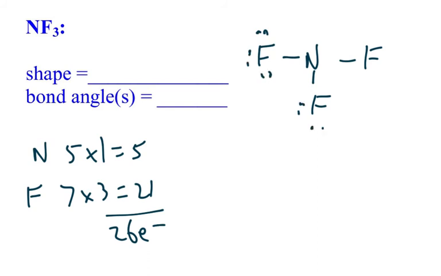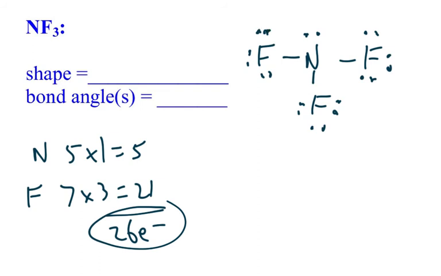Okay, so we're going to give each fluorine 6 dots. Now they have an octet. Now nitrogen needs 2 dots. Now everybody has an octet. Now our magic number, which is our total valence, is 26. When we count what I drew up here, you'll notice there are 26 electrons.